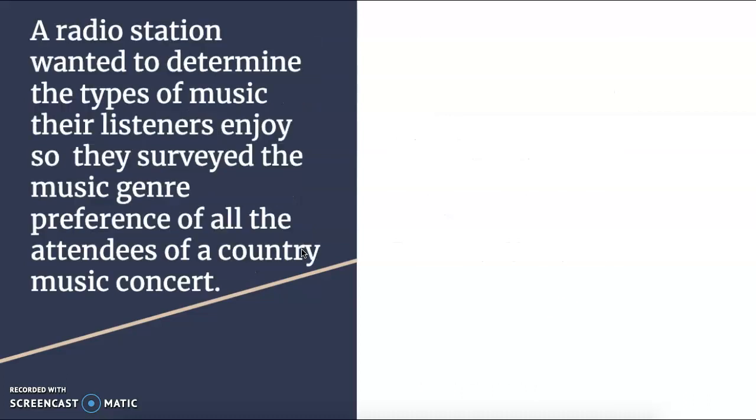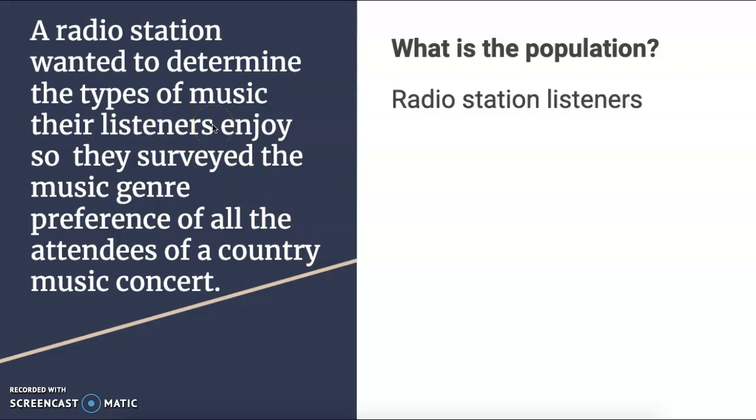Let's look at another example. A radio station wanted to determine the types of music their listeners enjoy, so they surveyed the music genre preference of all the attendees of a country music concert. What is the population? Who does the radio station want to know about as a whole? They want to know about their listeners, so their radio station listeners.